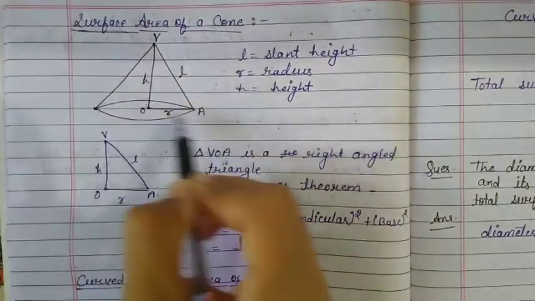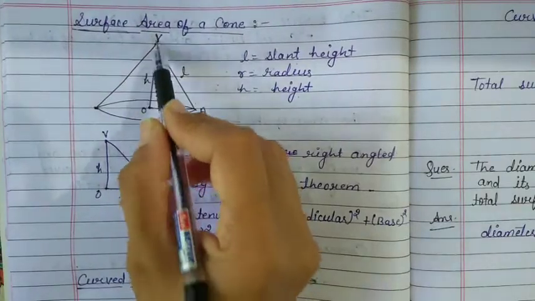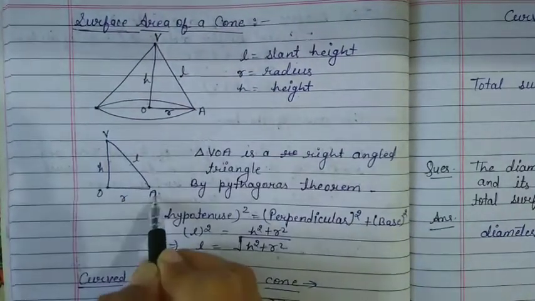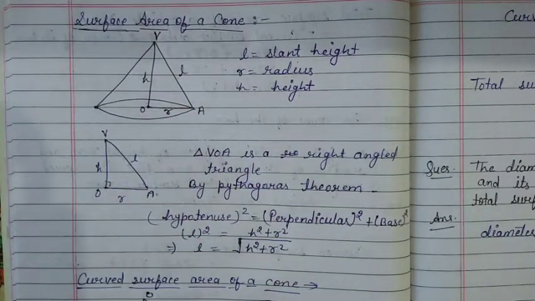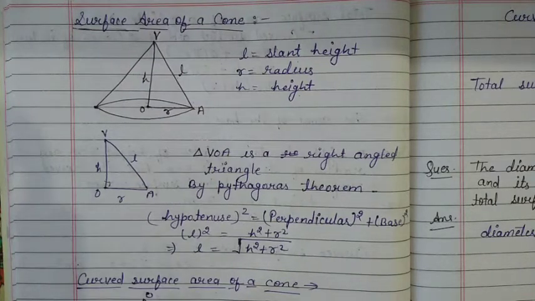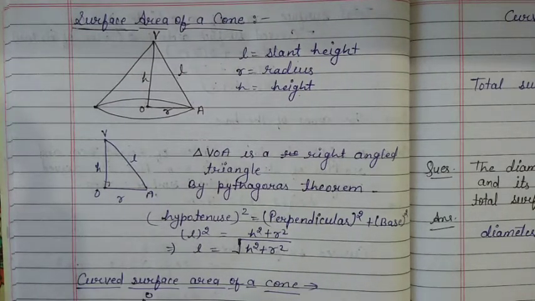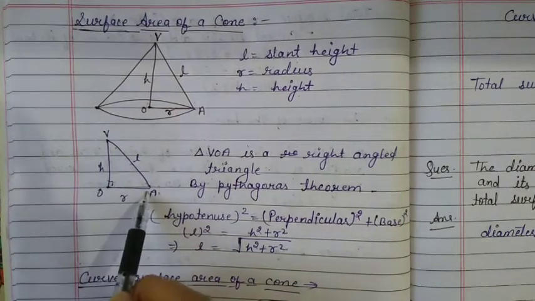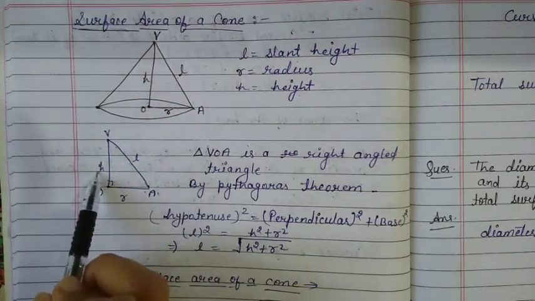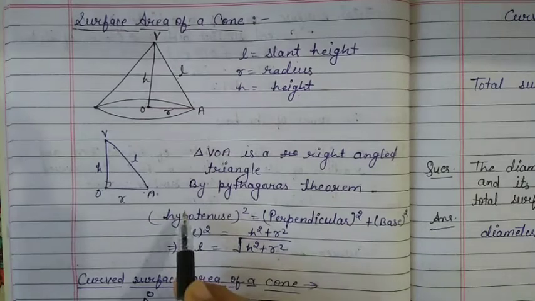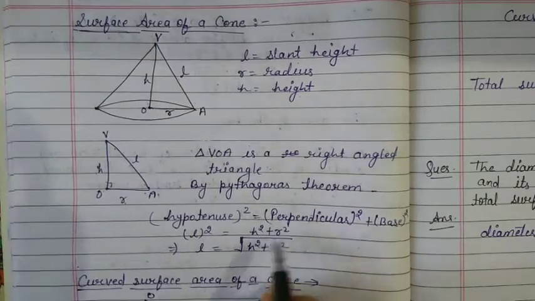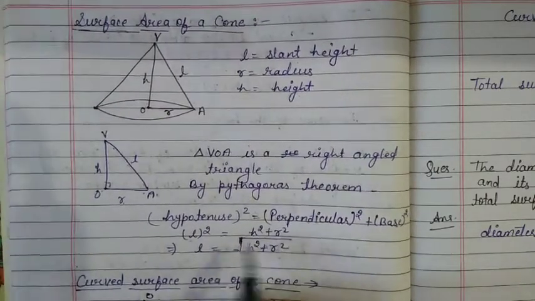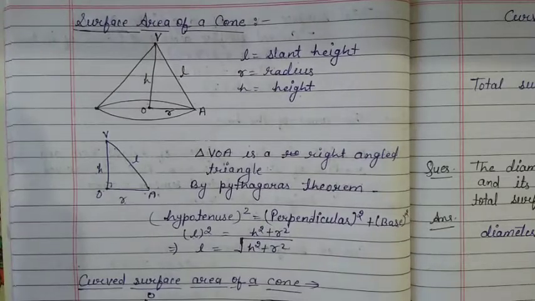Students, this is a right angle triangle VOA, and we know the Pythagoras theorem for a right angle triangle. Pythagoras theorem: hypotenuse square equals perpendicular square plus base square. Here hypotenuse equals L, perpendicular equals H and base equals R. So L square equals H square plus R square.